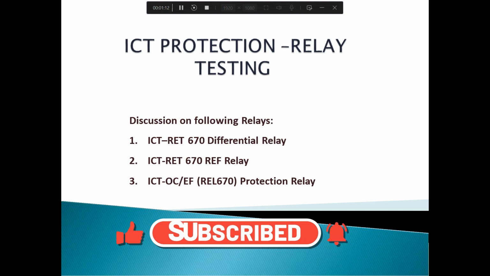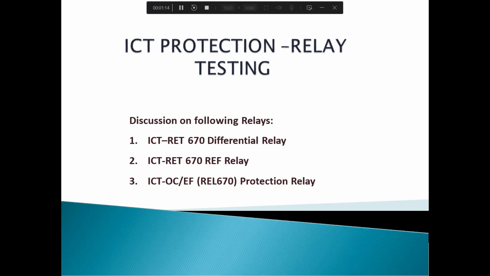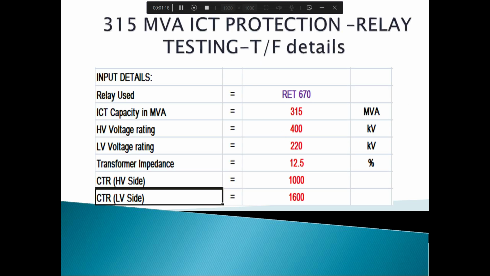Now, without wasting any time, let us start with today's topic, differential relay testing. For this particular session, we have considered one 315 MVA ICT with 400 by 220 kV rating. That is, the HV side is 400 kV and the IV or LV side is 220 kV. Transformer impedance is considered as 12.5% and the CT ratio of HV and IV side is 1000 and 1600 ampere respectively.